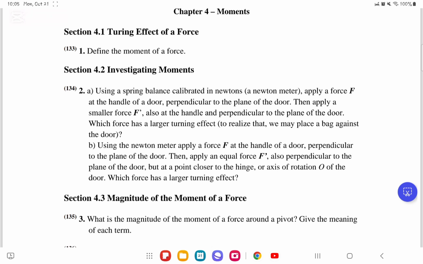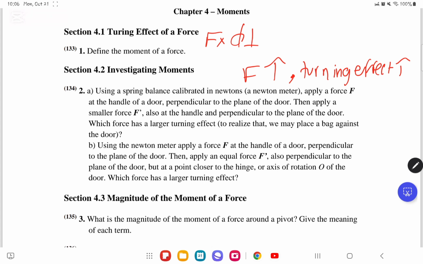Now 4.2. Using a spring balance calibrated in newtons, a Newton meter, apply force F at a handle of the door perpendicular to the plane of the door. Then apply a smaller force F prime also at the handle and perpendicular to the plane of the door. Which force has a larger turning effect? Definitely, if the force is greater then the turning effect is greater. Remember, the turning effect equation is force times perpendicular distance. So the distance has to be perpendicular, and it's dependent on the force and the distance.